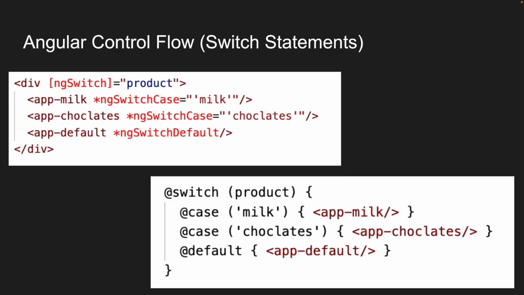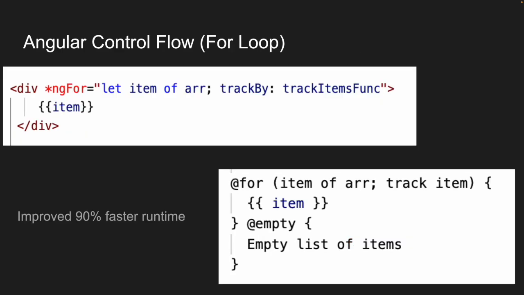Coming to the switch statements, this change also happened on the switch statement. Before Angular 17, we used to write our switch cases like this. Now we can write @switch, @case, @default, which will give us the same style as a programming language, where we can use it. And let me go to the for loop. So the for loop has been improved a lot, and it has a 90% faster runtime as they changed some algorithm whenever you are using @for.